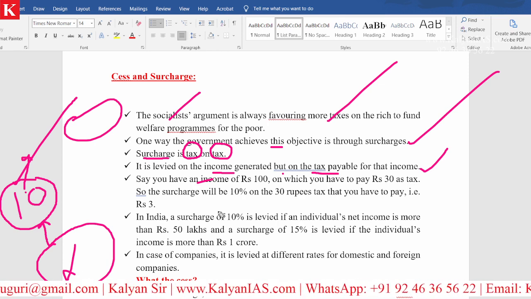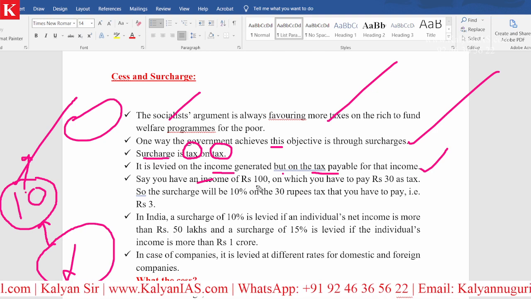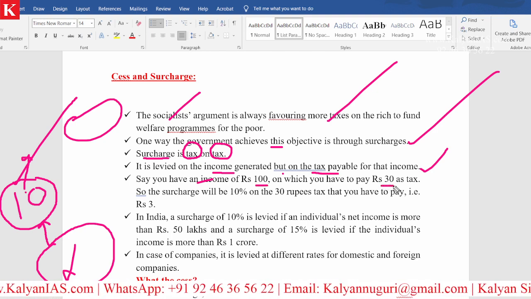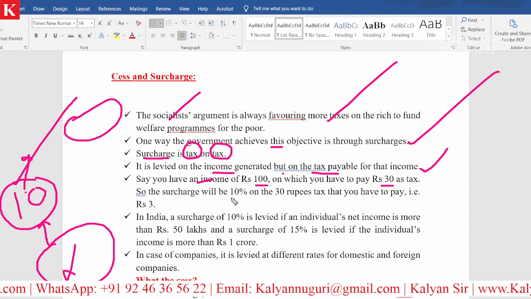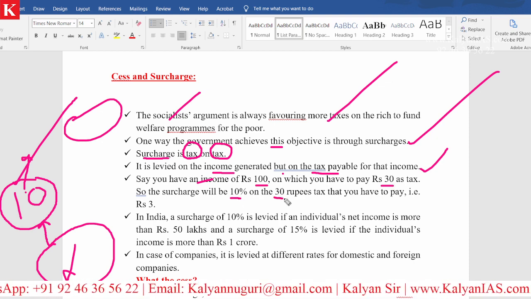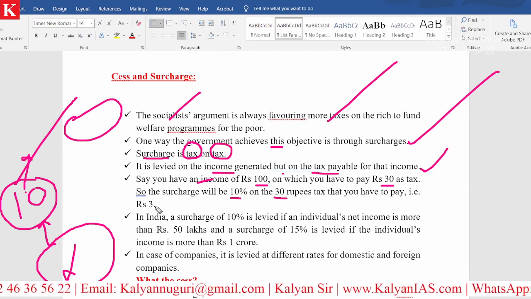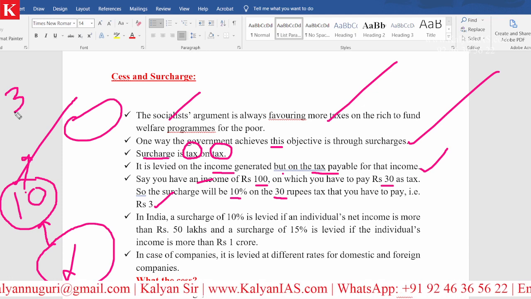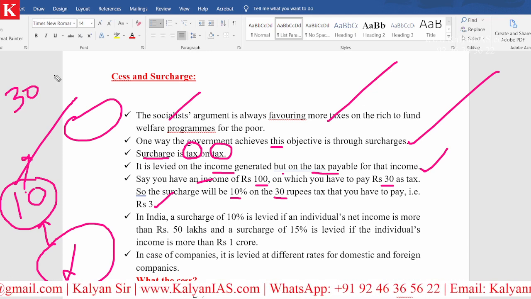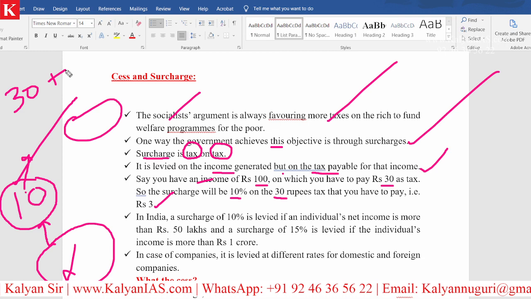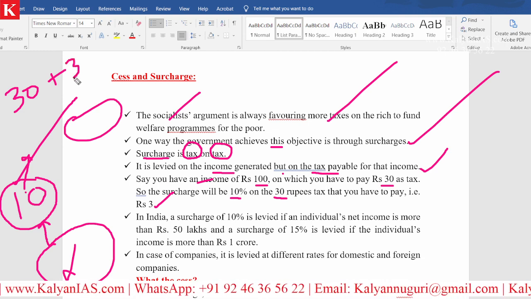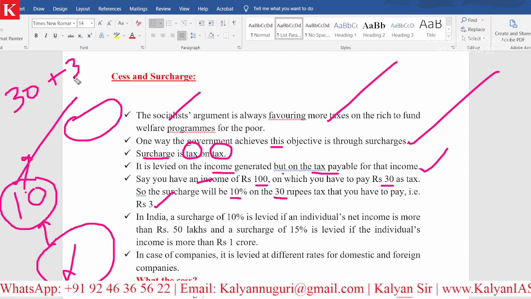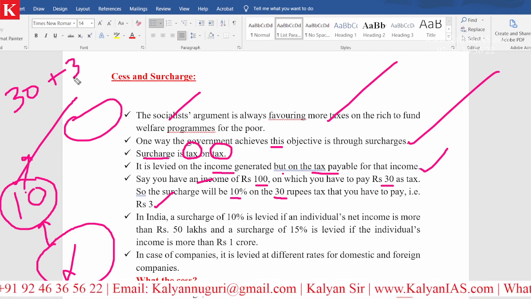Clear? Example here. If somebody has an income of 100 rupees, for which he is paying 30 rupees as tax, the surcharge will be 10% on 30 rupees. That will be 3 rupees. Meaning, at the time of paying, you are paying 30 rupees tax plus 10% on 30, which is 3 rupees. That is nothing but 33 rupees on every 100 he will be paying. Very important.